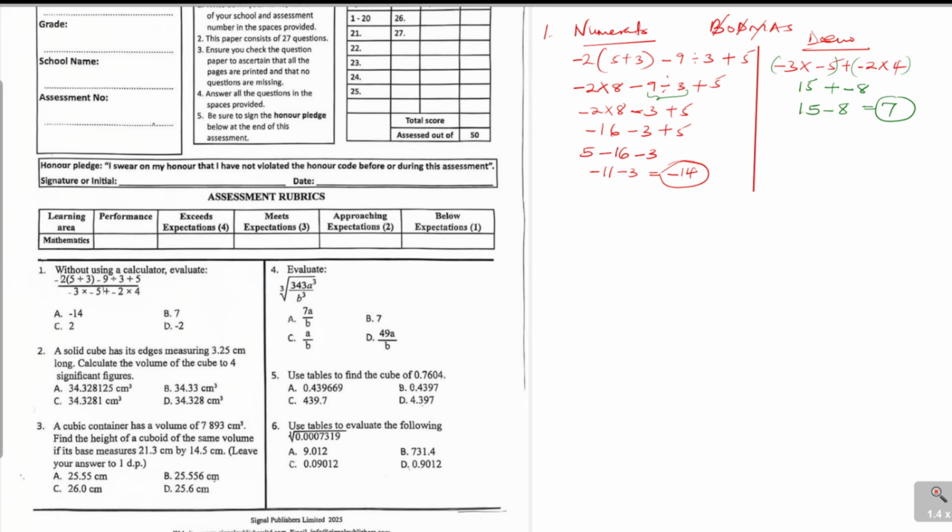So now you have the solution for the numerator and the denominator. Now proceed and get the answer. The numerator, which is -14, divided by the denominator, which is 7. When you simplify it, -14 divided by 7 will give -2. So the solution is simply -2. So that is it. We go to the next question, that is question 2.